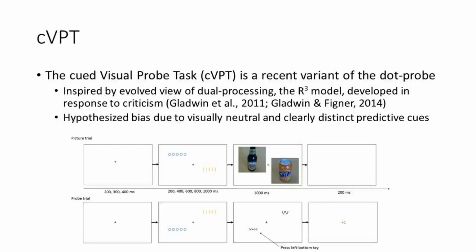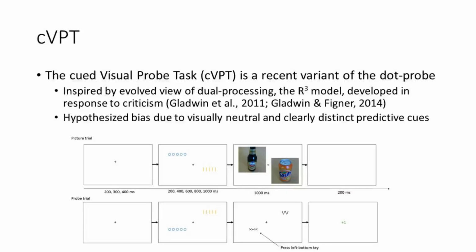Instead of a picture, you get a probe stimulus, which means you have to press the button representing the location of the probe. On these trials, there's no actual picture, but there is that predictive value that you've established. So, well, I think there might be some kind of alcohol picture appearing at this location. And then you can check, are you quicker to respond to probes at the alcohol location versus the non-alcohol location?